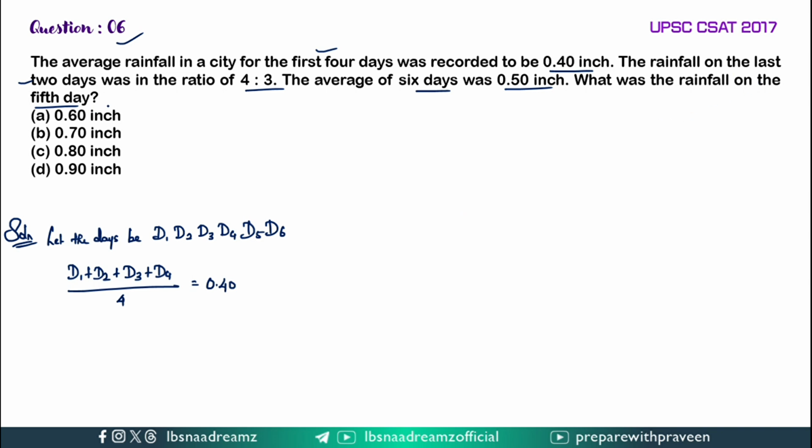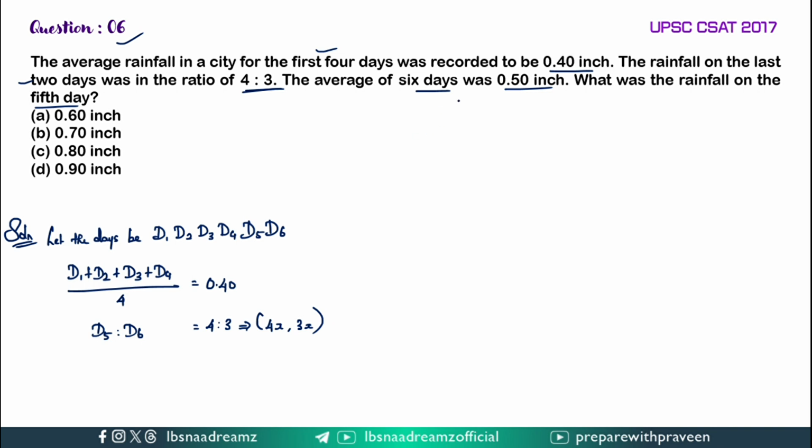The rainfall on the last 2 days was in the ratio of 4:3. So here they have given the rainfall level in the format of ratio. So D5 is to D6 is equal to 4:3. See, this 4:3 could be 8:6 or 12:9 or 16:12, etc. Right? So we can write this as 4x and 3x. See, we will see this in ratio and proportion class. Now just understand, we are taking 4:3 as 4x and 3x.